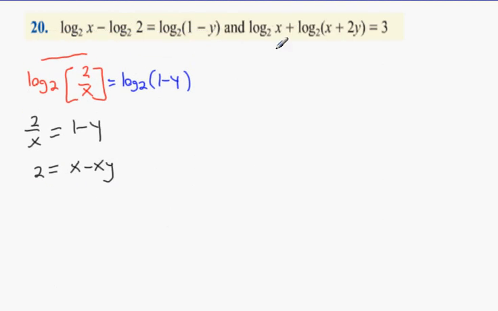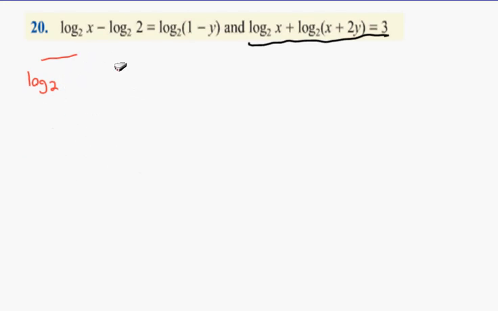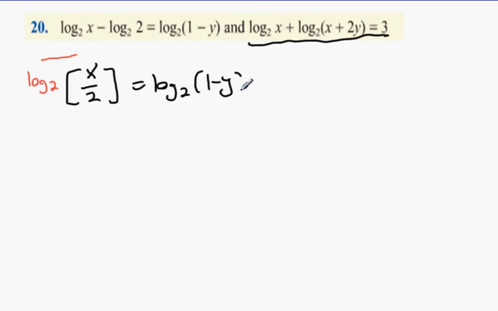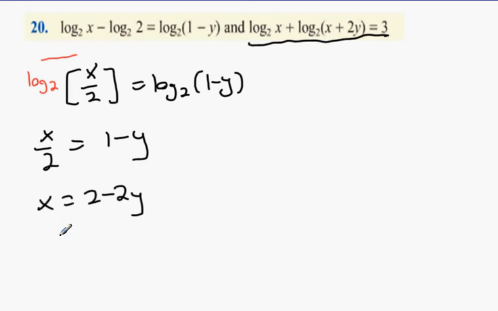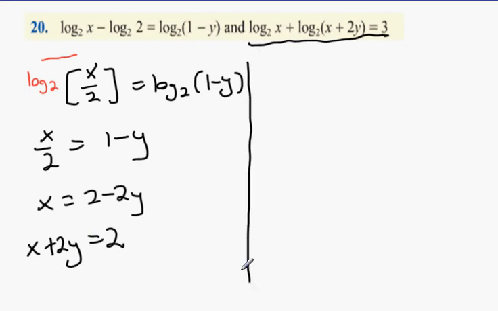Okay, now I'm on the second equation, which is this one here. Once again, I'm just going to double check the last one. I got the last one upside down. Made a mistake. It's x over 2, excuse me. I knew I made a mistake because it's going to end up with 2 quadratic equations which couldn't possibly work. Sorry guys, got it upside down. Then it's going to be x over 2 equals 1 minus y. X equals 2 minus 2y. And then x plus 2y equals 2. Sorry about that.